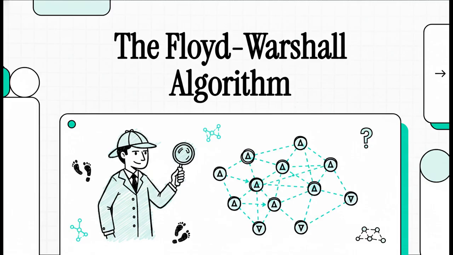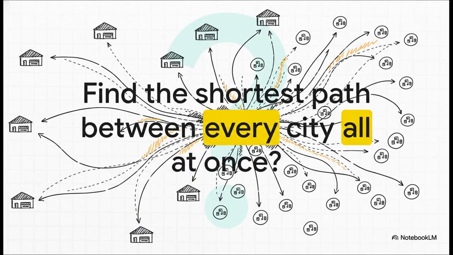So, what kind of massive puzzle are we trying to solve today? Well, imagine you're running a massive global delivery service. You don't just need the best route from one warehouse to one city. No. You need the absolute fastest route from every single warehouse to every single city, all figured out at the same time. This is what's known as the all pairs shortest path problem. And yeah, it's a huge puzzle. Where do you even start?